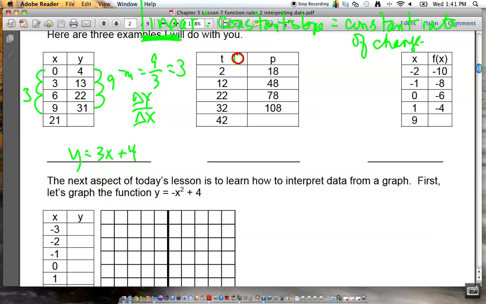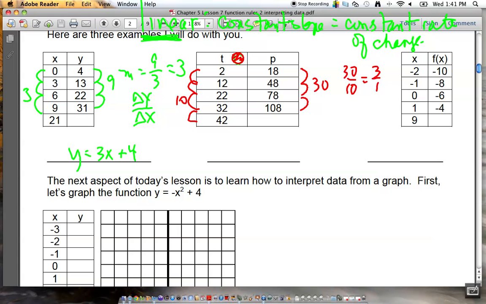Zero equals zero. This is gross. Zero equals zero. Let's see. What am I going up by here? 30. What am I going up by here? 10. So what's my rate of change? 30 over 10, which is what? 3 or 3 over 1. So that means every time I go down 1 here, I got to go down 3 here.